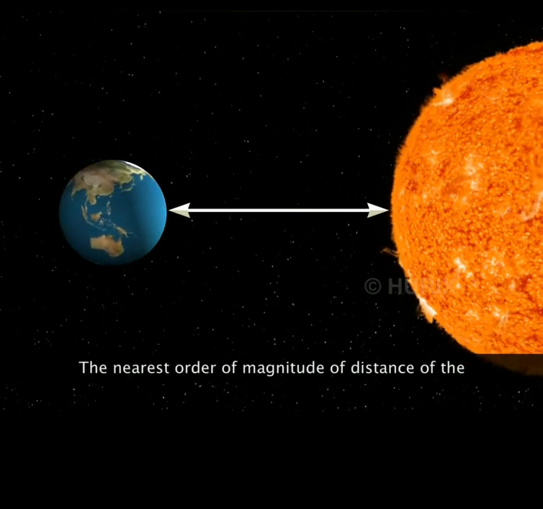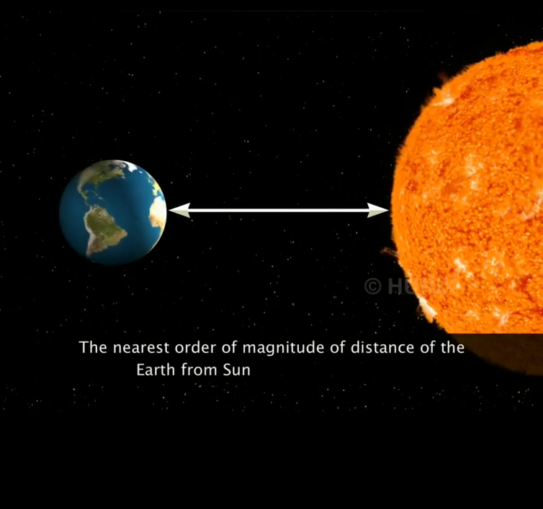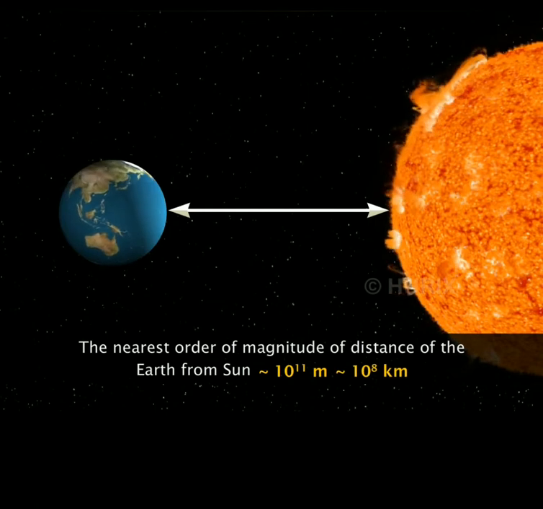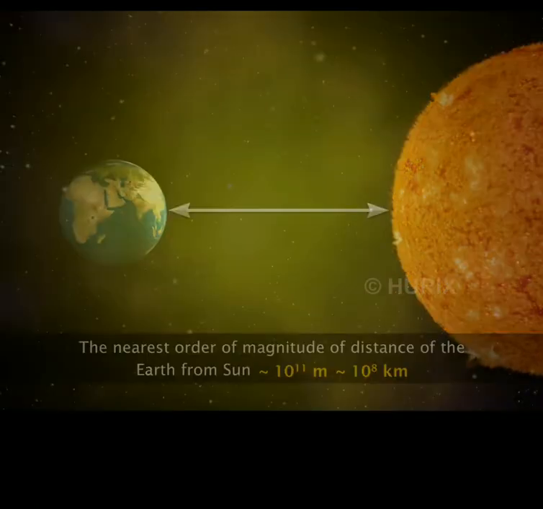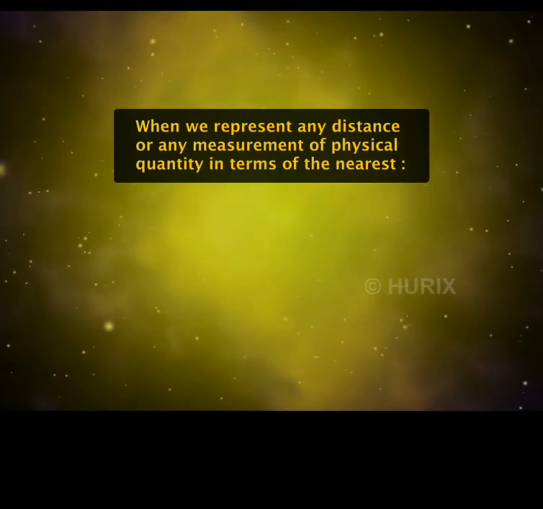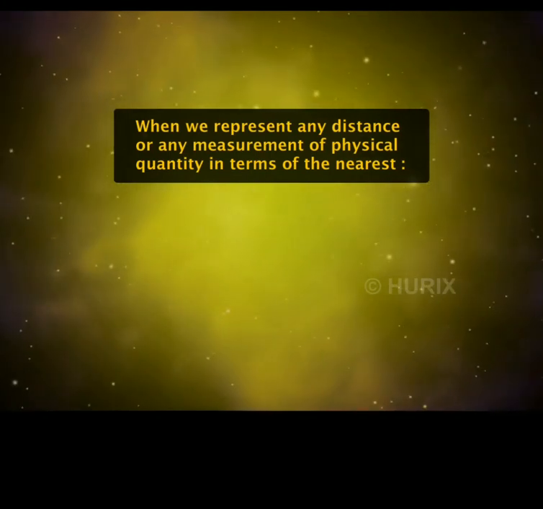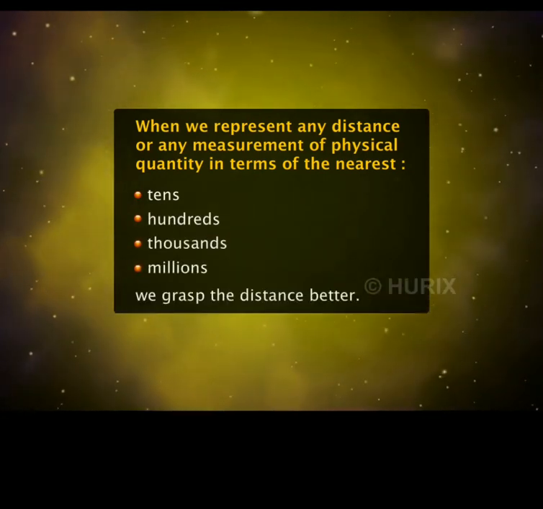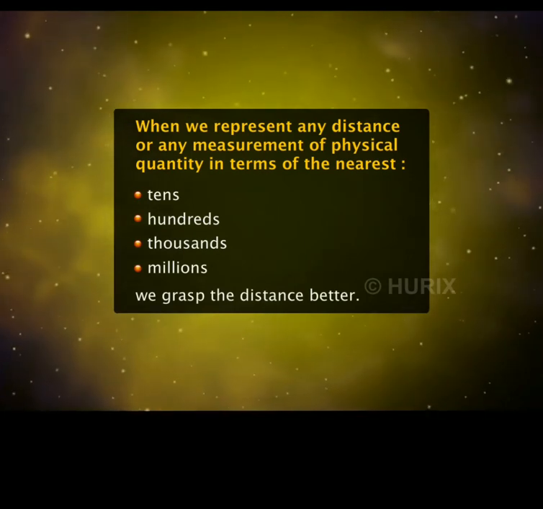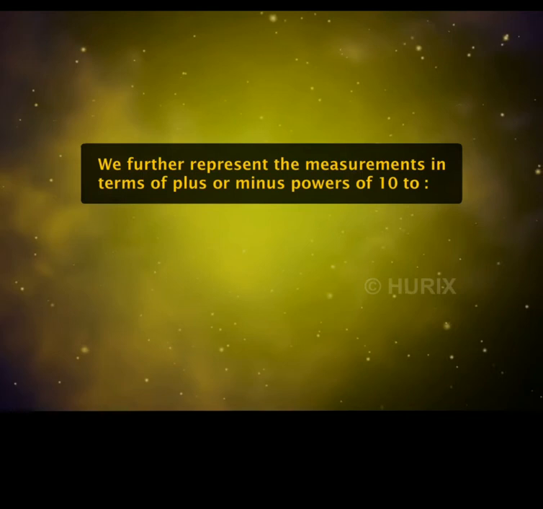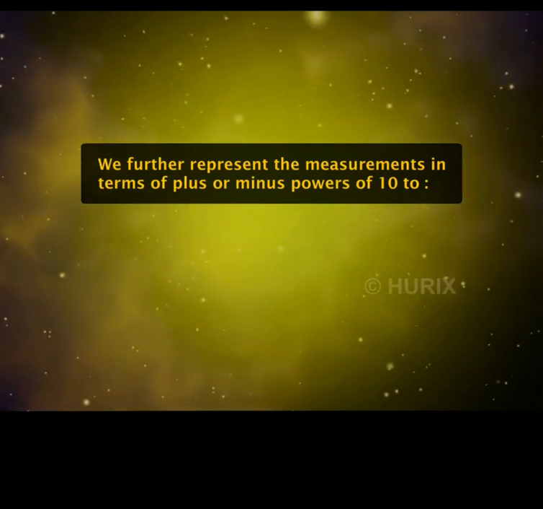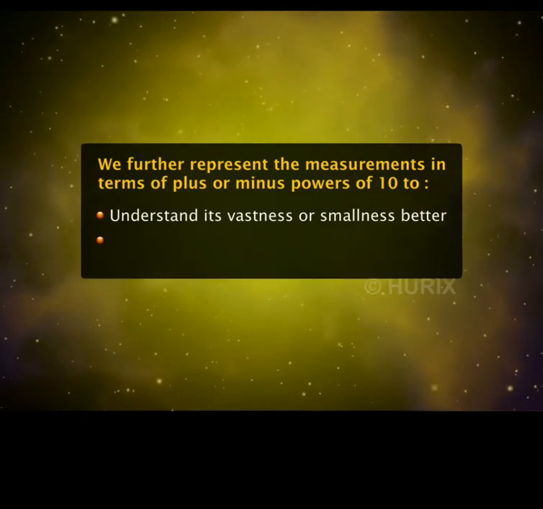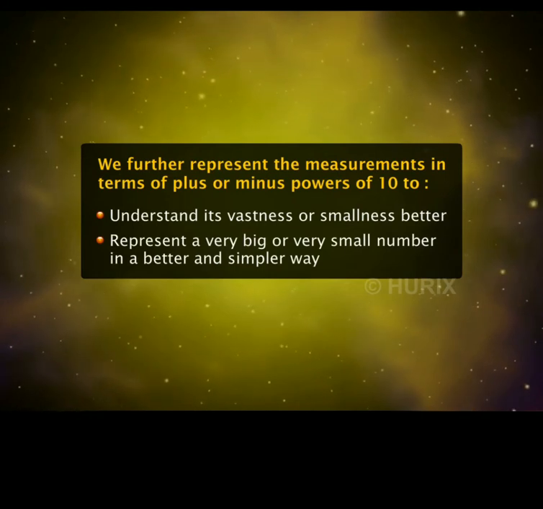The nearest order of magnitude of distance of the Earth from Sun is 10 to the power 11 meters or 10 to the power 8 kilometers. When we represent any distance or any measurement of physical quantity in terms of the nearest tens, hundreds, thousands or millions, we grasp the distance better. We further represent the measurements in terms of plus or minus powers of 10 to understand its vastness or smallness better. We can also represent a very big or very small number in a simpler way.